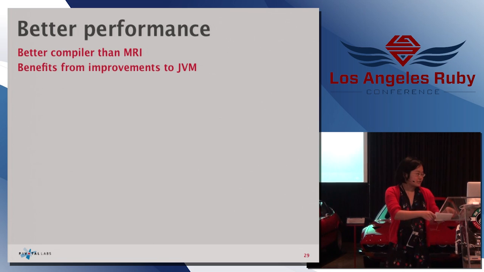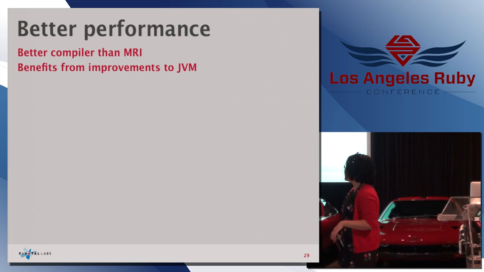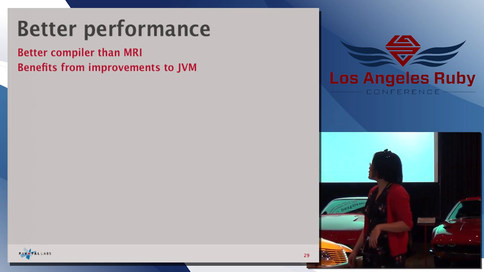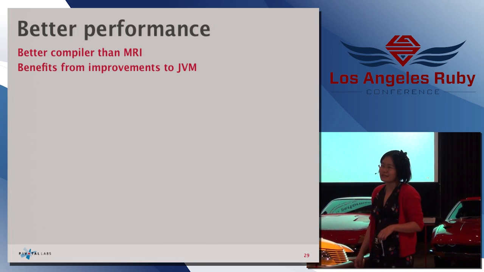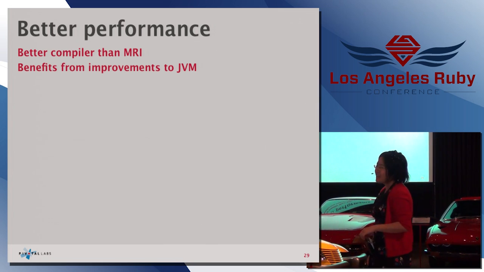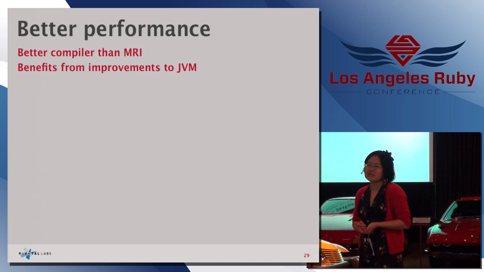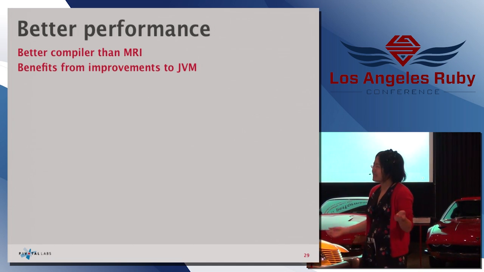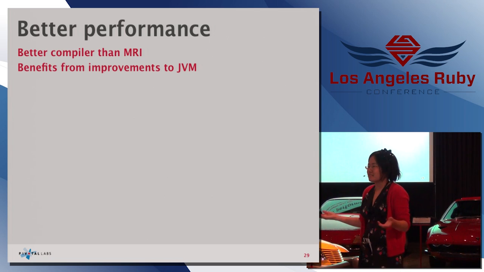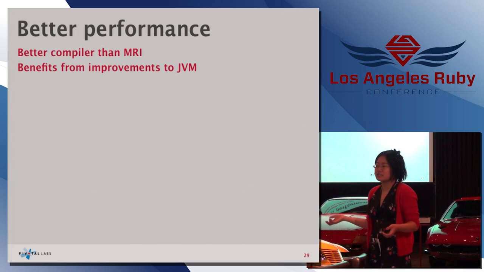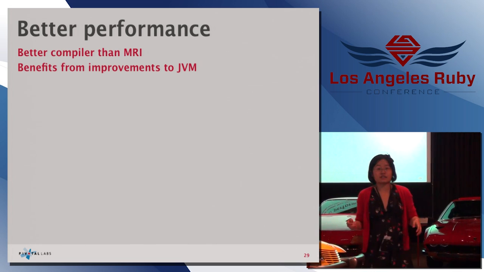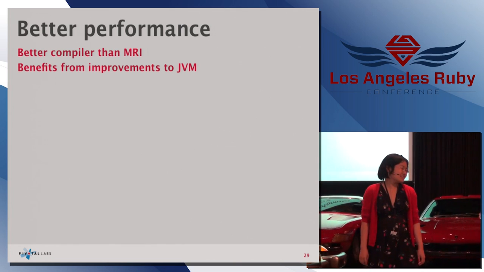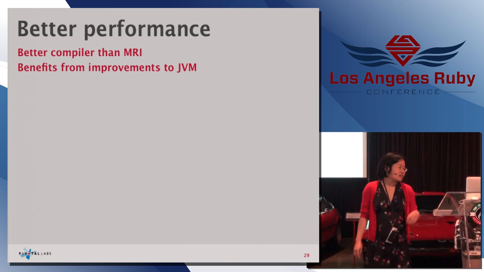So the third most compelling reason about using JRuby is that it offers better performance. Simply put, it's a better compiler than MRI, and it benefits from improvements to the JVM, which is continually under development. As you might know, Java 7 is out, and it has special support for dynamic languages, which JRuby leverages, and I've heard later reports that this makes it even faster.